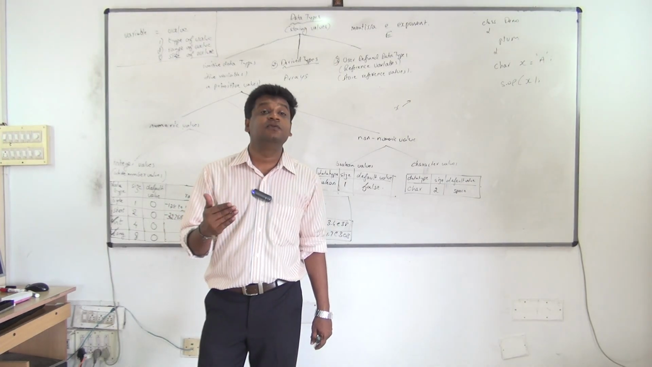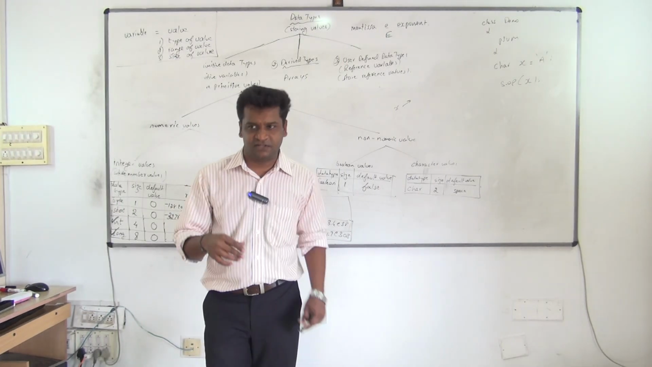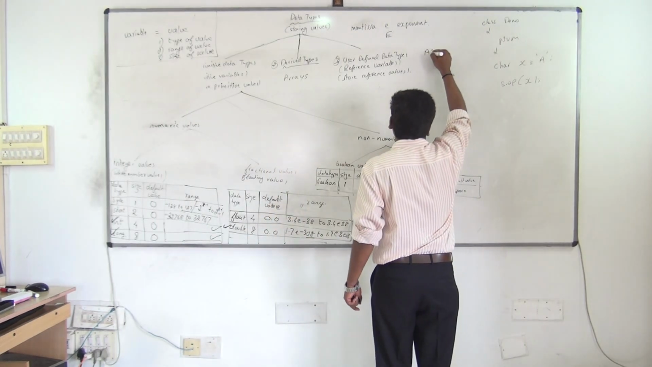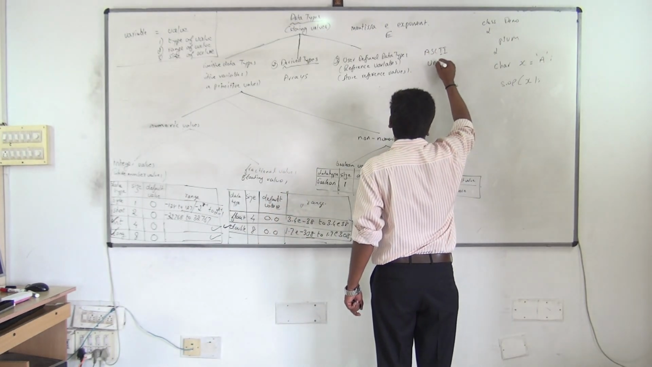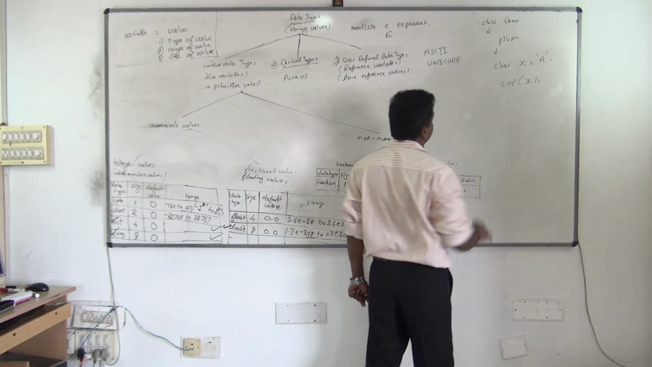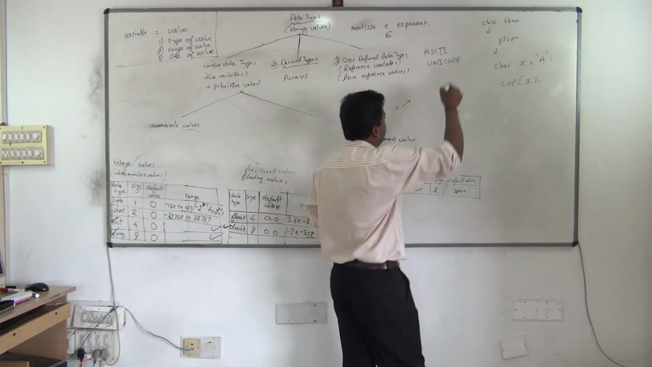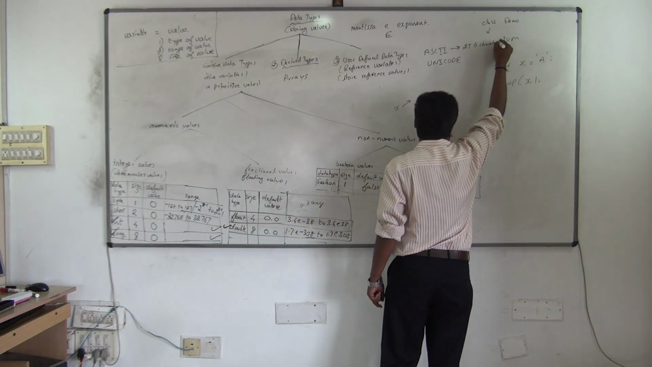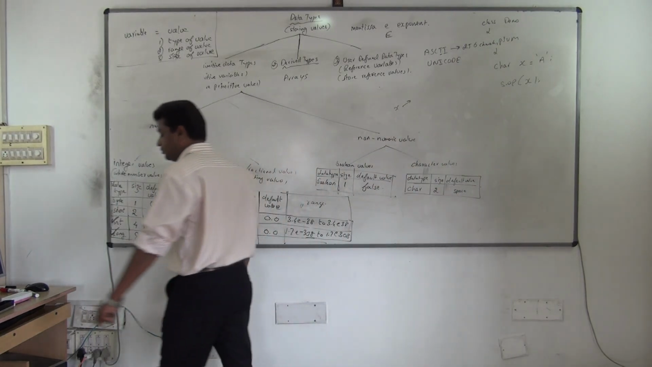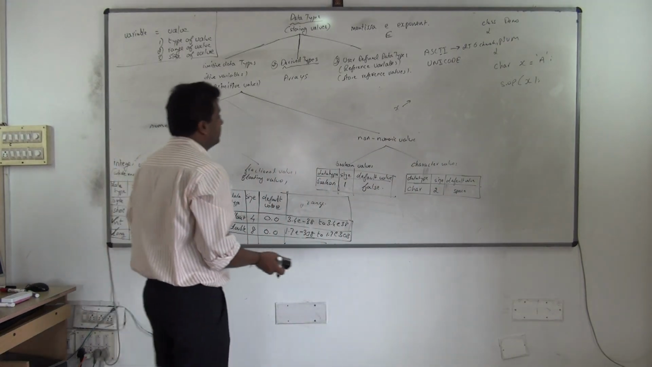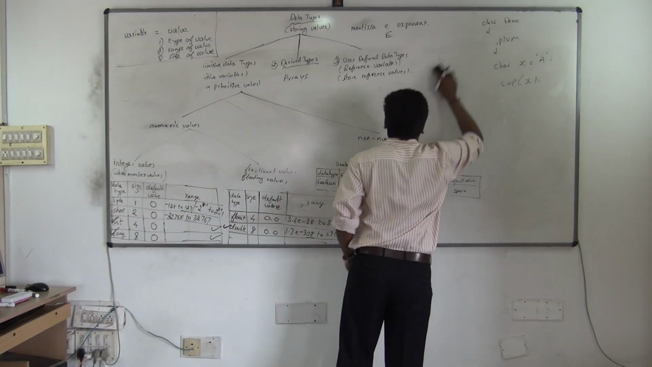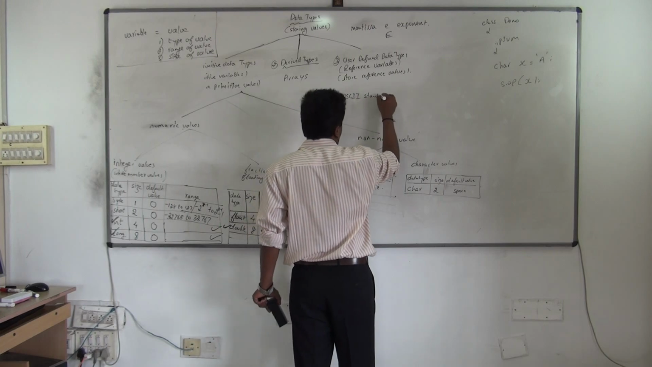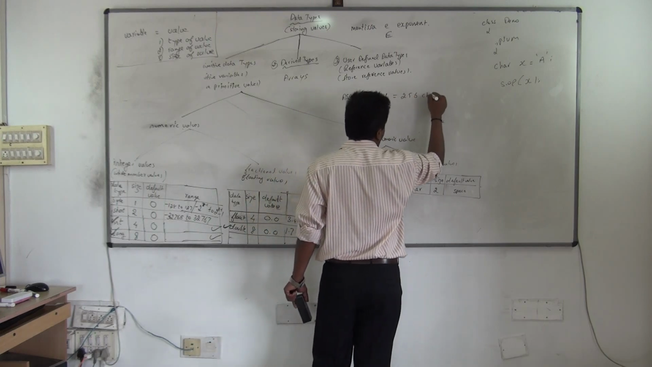Java uses not ASCII, it uses Unicode. So there are two standards to store values. One is called the ASCII standard and the other is called the Unicode standard. In ASCII, you can store only 256 characters.